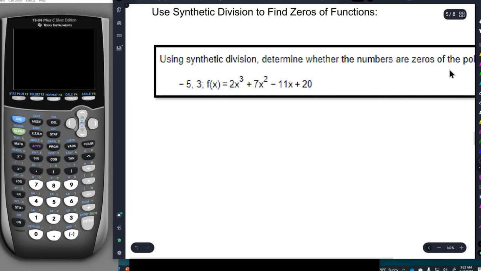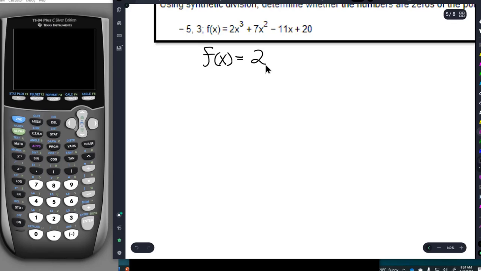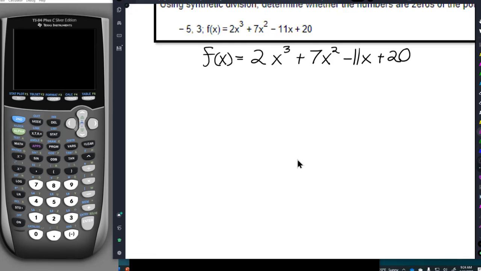So watch what I do. Okay, we've got f of x, and that equals 2x to the third plus 7x squared minus 11x plus 20. Now, watch what I do next. This is kind of like matrices, but not anywhere near as hard. I'm going to use just the coefficients. 2, 7, negative 11, and 20.